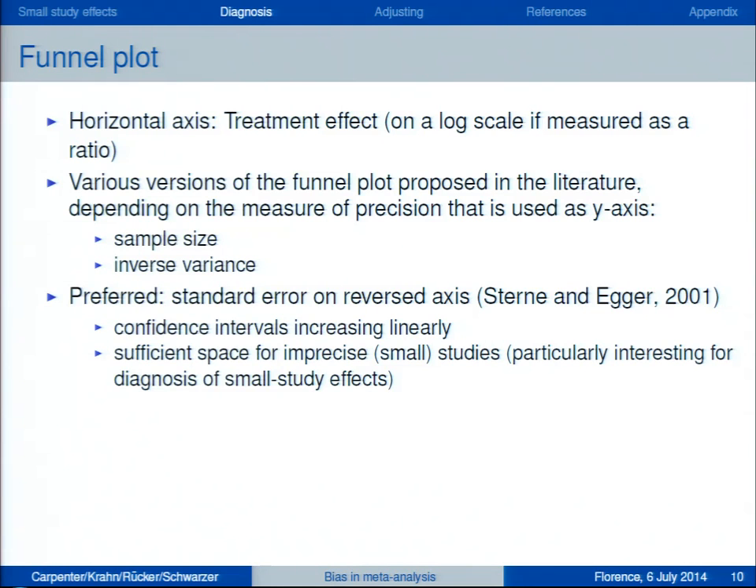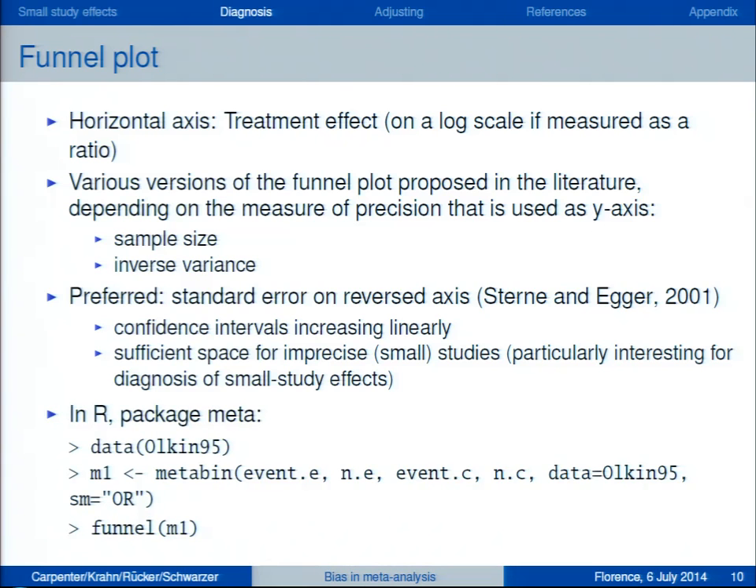I've said some words about this before, and it is preferred to use the standard error on a reversed axis for the vertical axis, because then confidence intervals are increasing linearly, and there's also sufficient space for the imprecise small studies to be seen on the plot.